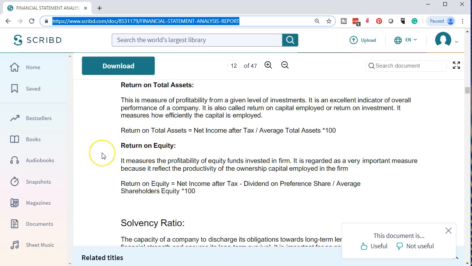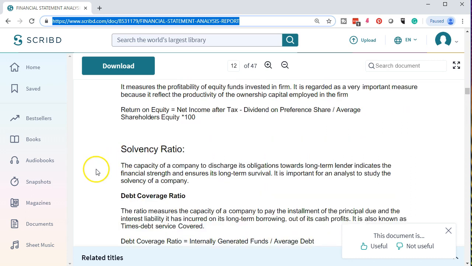We have the return on equity. It measures the profitability of equity funds invested in the firm. It is regarded as a very important measure because it reflects the productivity of the ownership capital employed in the firm. We have the formula here.